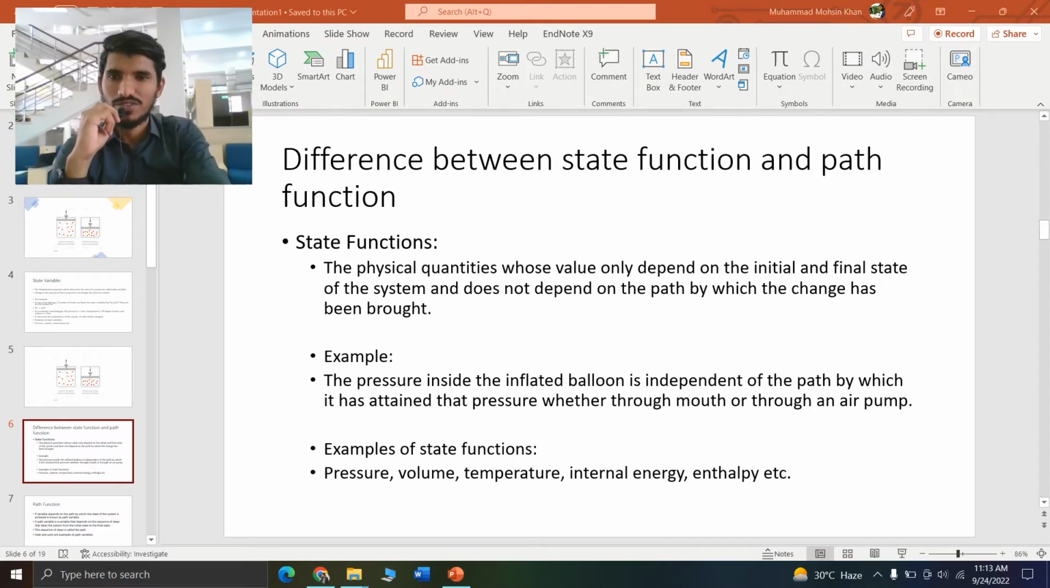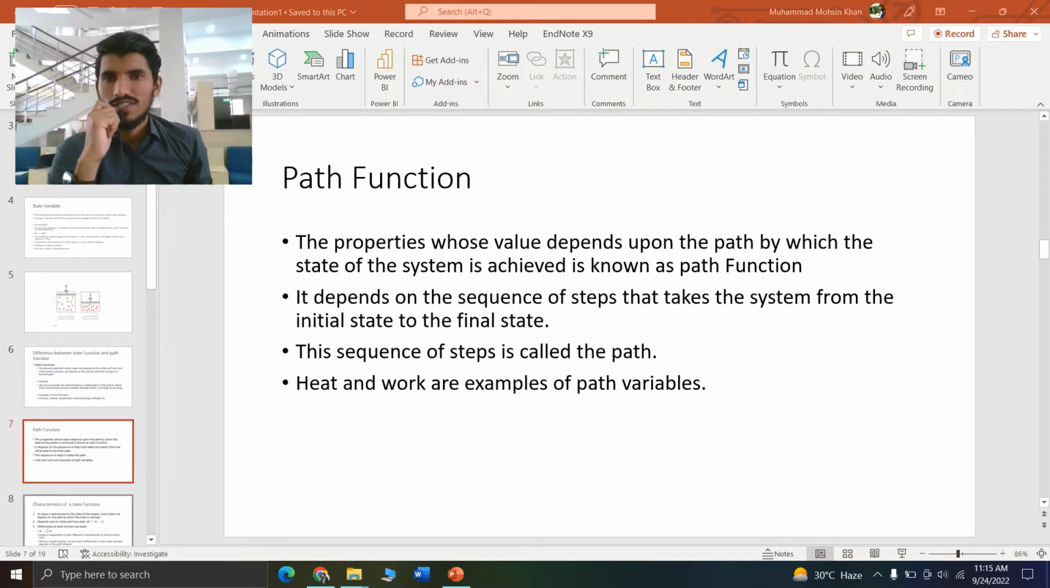And what are path functions? The path functions are those properties of the system whose value depends upon the path followed. So it does not depend on the initial and the final value. It depends upon the sequence of steps that takes the system from the initial to the final state. This sequence of steps is known as the path, and heat and work are examples of path variables because these two quantities certainly depend upon the path followed.